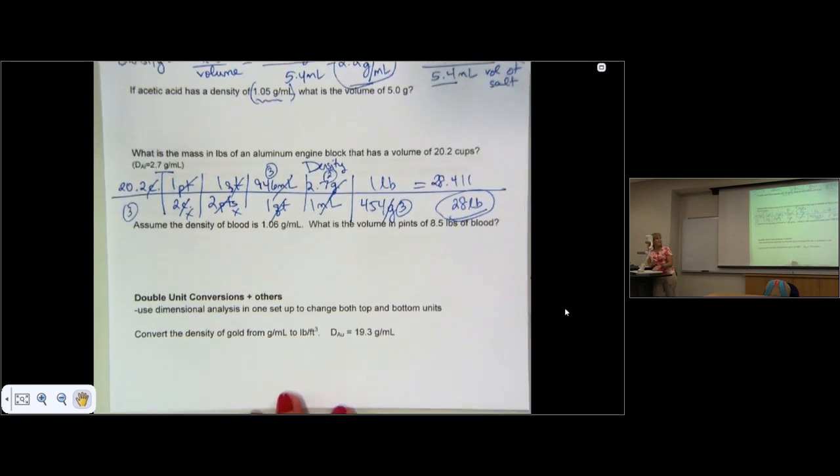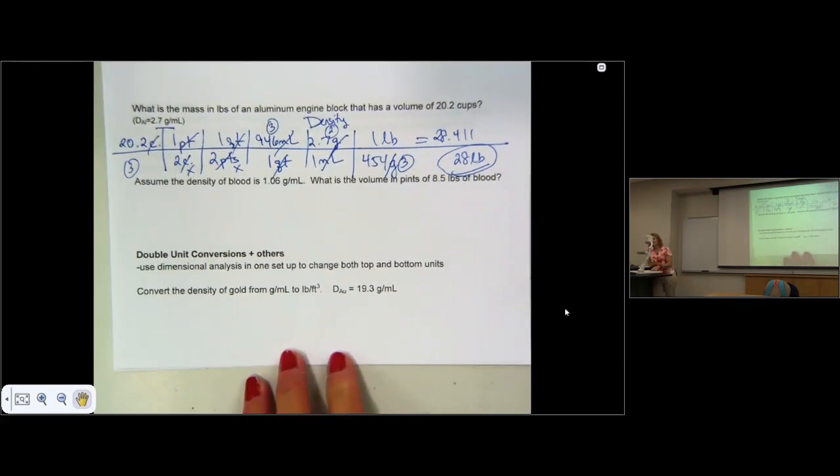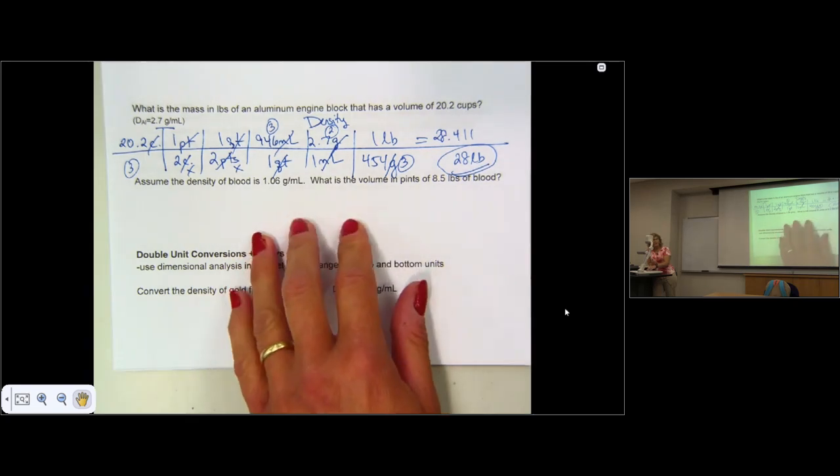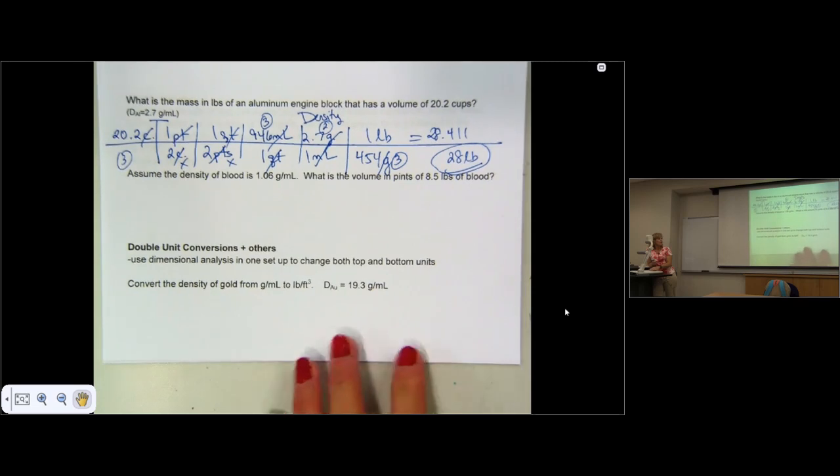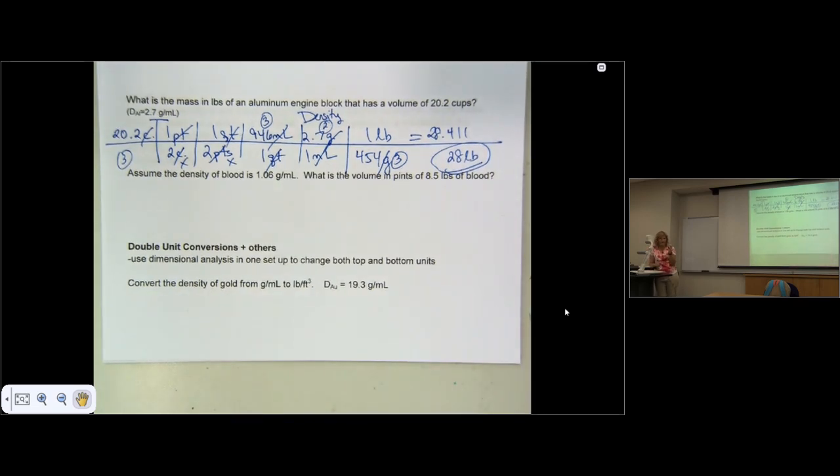Now, the last new thing that I need to teach you, and if I have time, I'll come back and do these. I want to just make sure I get through what I need to get through tonight. The last new thing, math-wise, that I'm teaching you right now is how to solve what we call double unit conversion problems. A double unit conversion problem means that we have 2 units and we are changing both of the units.